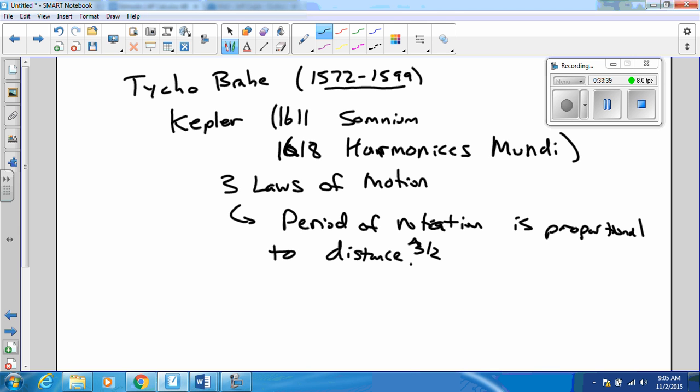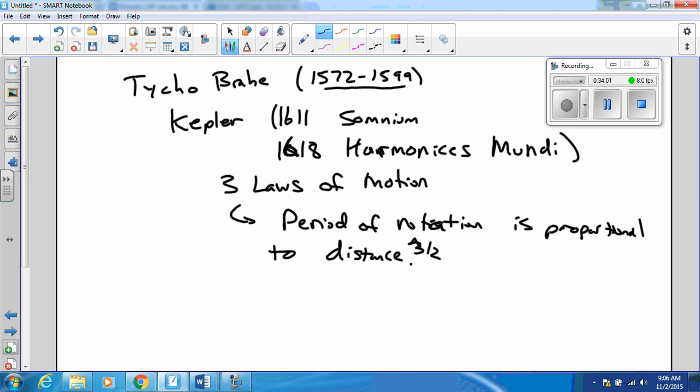The distance from the Earth? From the sun. Or in the case of the moon, which is going around the Earth, the distance from the Earth. In other words, the period of each satellite is going to be proportional to the 3/2 power of its distance. And this opens now the possibility of doing some mathematical analysis.